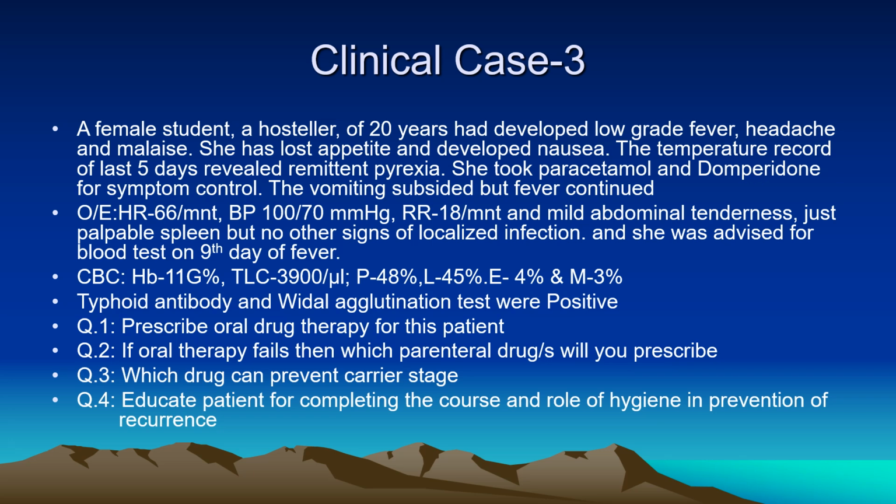On examination, the heart rate was 66 per minute, blood pressure was 100/70, respiratory rate was 18 per minute, and there was mild abdominal tenderness, a just palpable spleen, but no other signs of localized infection. She was advised a blood test on the 9th day of fever. The complete blood count showed leukopenia, slightly lower than normal, with little lymphocytosis, otherwise normal. Typhoid antibody titer and Vidal agglutination tests were positive.